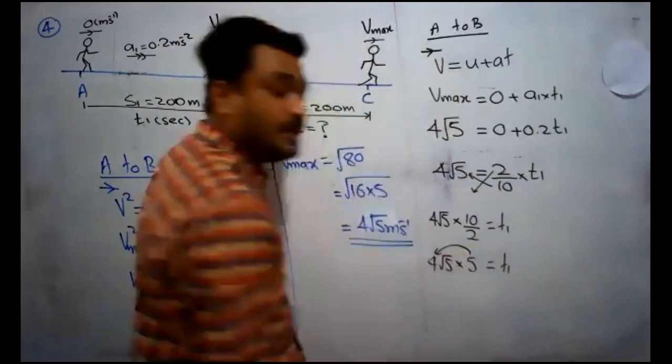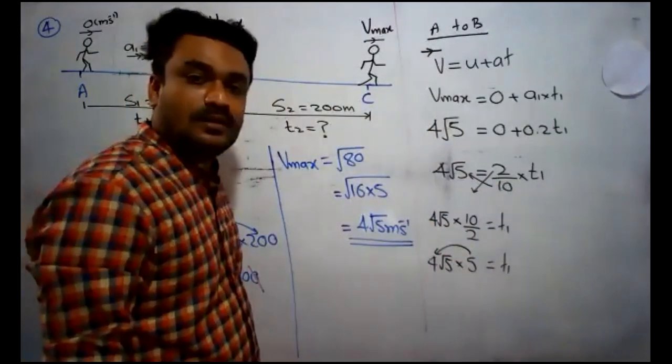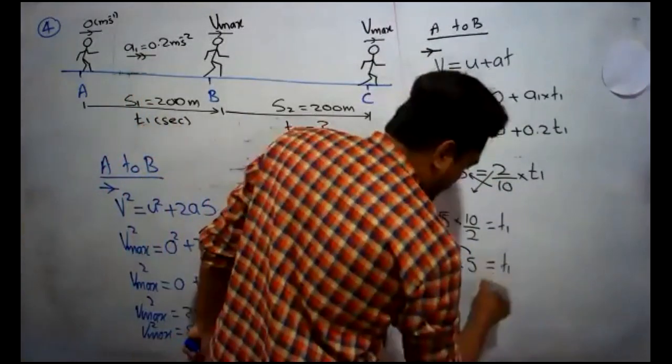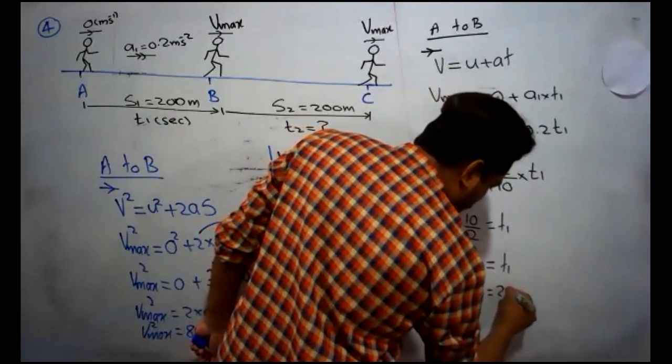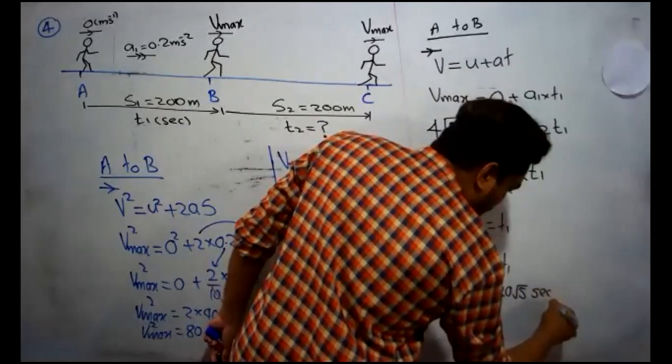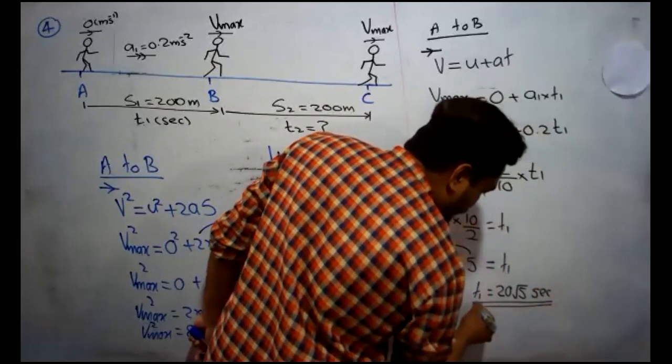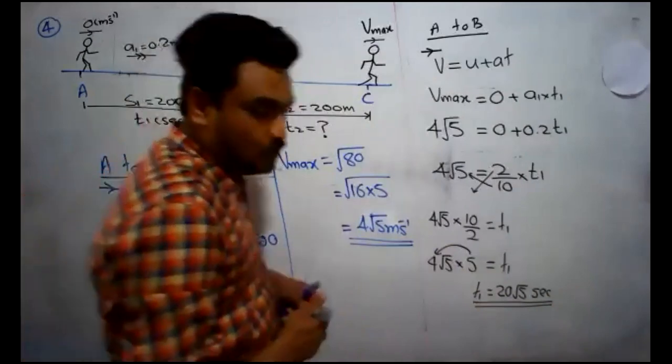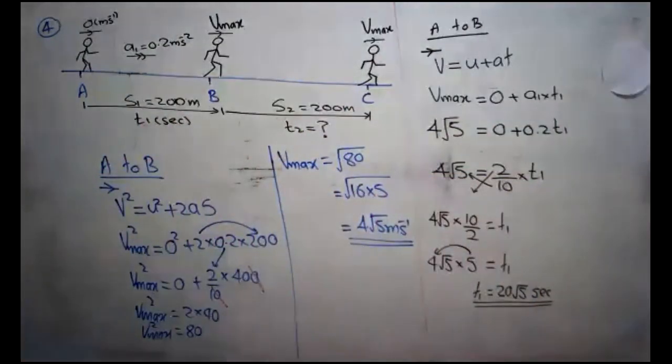What is 5 times 4 here? 20. So you get t1 equals 20 root 5. The unit is seconds. Who got this answer? Who got the answer of t1?